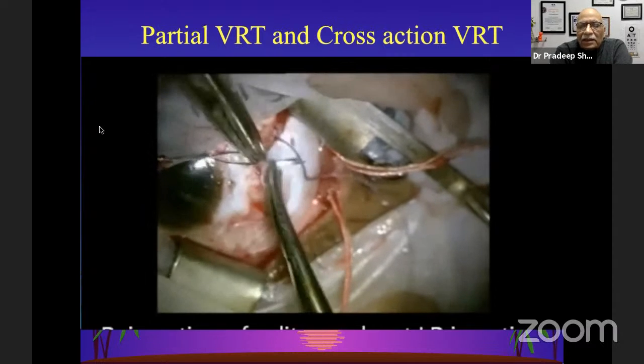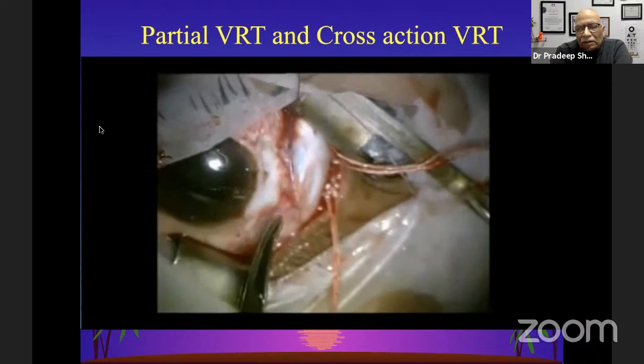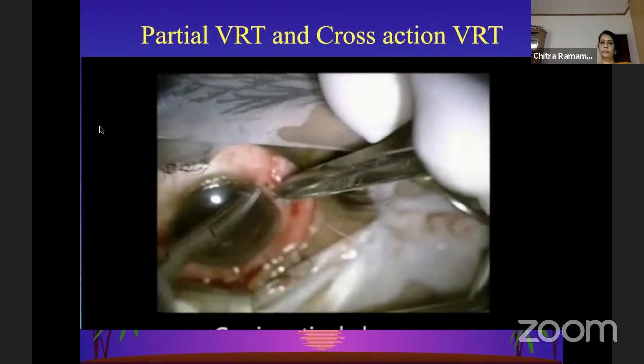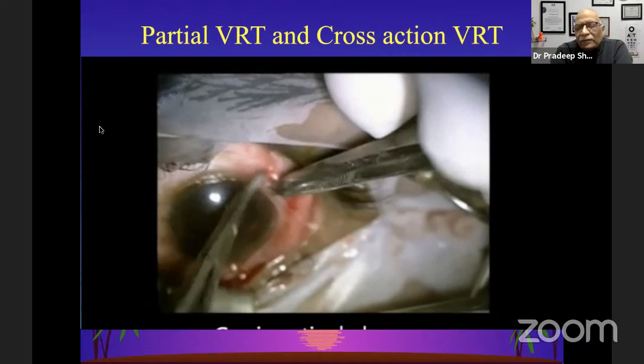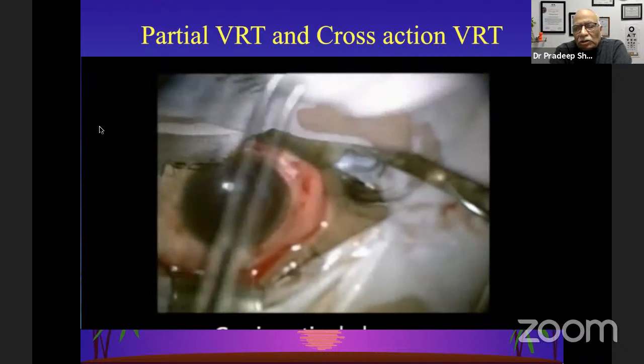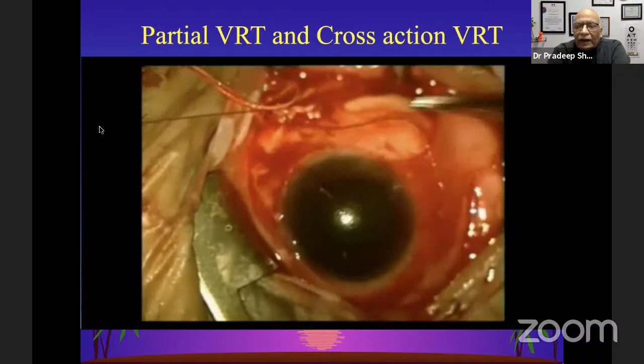So this is the conventional partial VRT that is being shown here, the superior and the inferior halves. But this will, as I said, have less effect. And Rosenbaum described using Scott Foster sutures to augment the effect of this. But the other thing that we can do for augmentation is cross-action.